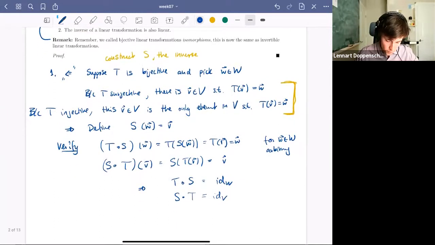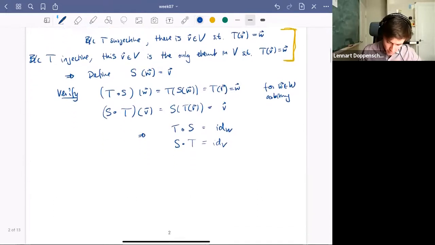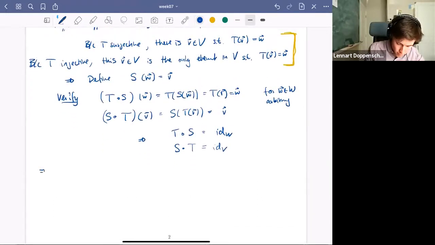Okay, so this concludes that if we have a bijective linear transformation, we can just construct the inverse explicitly. We can always just find the inverse. Let's do the opposite direction. Are there any questions about this?